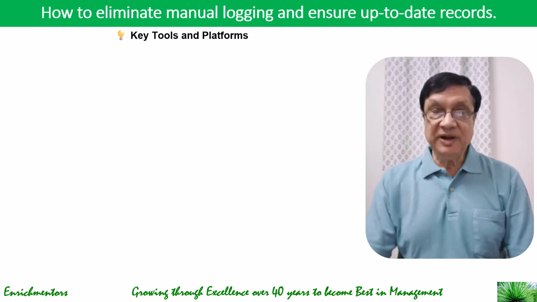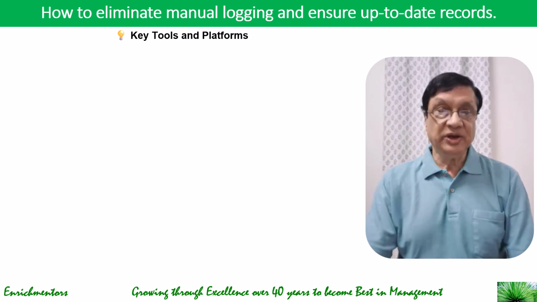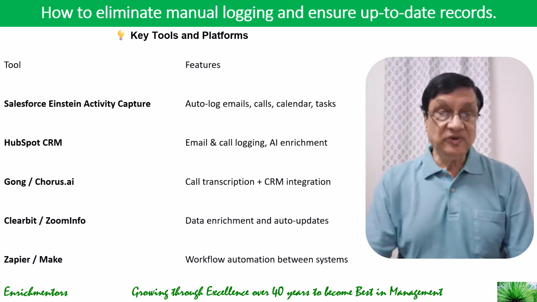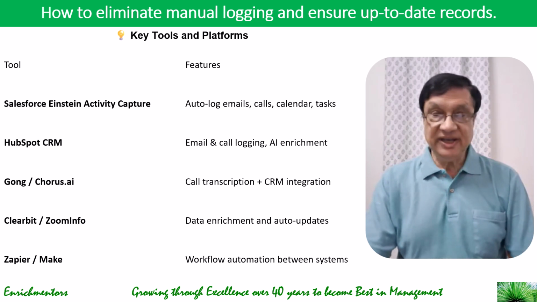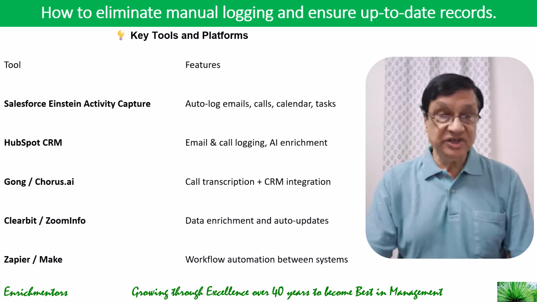What are the key tools and platforms you can use to eliminate manual logging and ensure up-to-date records? Let's take a look at a few of them. There is Salesforce Einstein Activity Capture, which can auto-log emails, calls, calendars, and tasks. Also HubSpot CRM, which can do logging of emails and calls and AI enrichment. Then there are Gong and Chorus AI, which offer call transcription and CRM integration. Then there are Clearbit and ZoomInfo, as we were talking about, which can do data enrichment and auto updates. And then Zapier or Make, which can do workflow automation between systems.